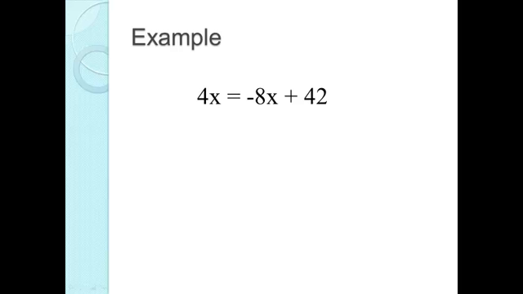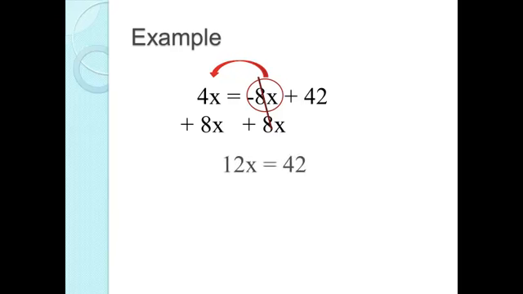Again, remember, we want variables on one side of the equal sign and numbers on the other. So in this case, in order to get all the variables on one side, we would need to move the negative 8x to the other side. In order to move negative 8x, we would need to add a positive 8x to both sides. The negative 8x and positive 8x will cancel. And on the left-hand side, 4x plus 8x will give us 12x. We now have 12x equals 42.